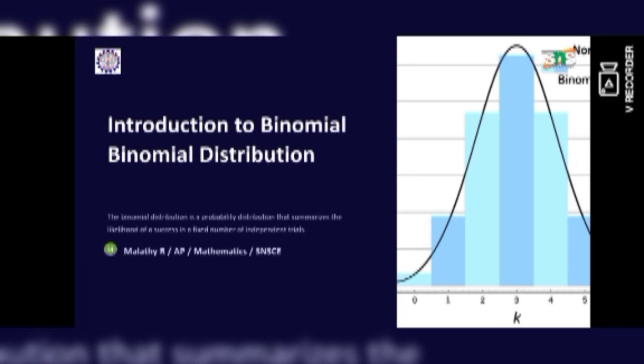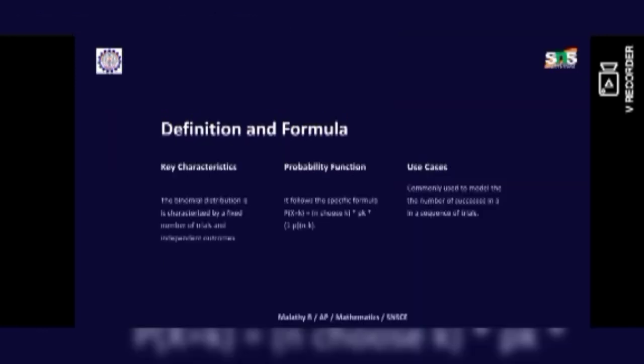Next, the binomial distribution is characterized by a fixed number of trials and independence of outcomes. It follows this specific formula: probability of X equal to k is n choose k times p to the power k times (1 minus p) to the power n minus k, commonly used to model the number of successes in a sequence of trials. So when we have to find success in a sequence of trials, we may use the binomial distribution.